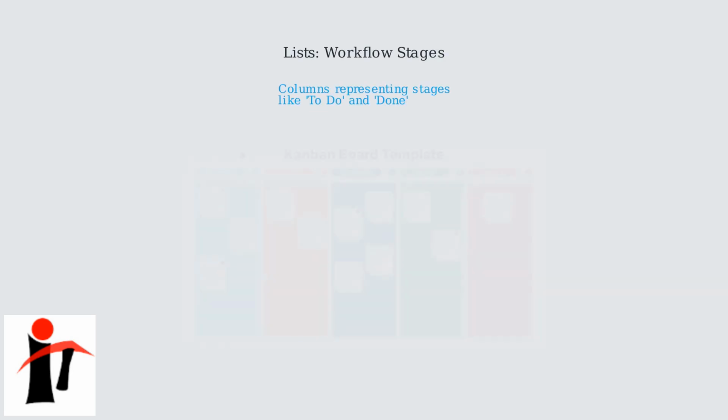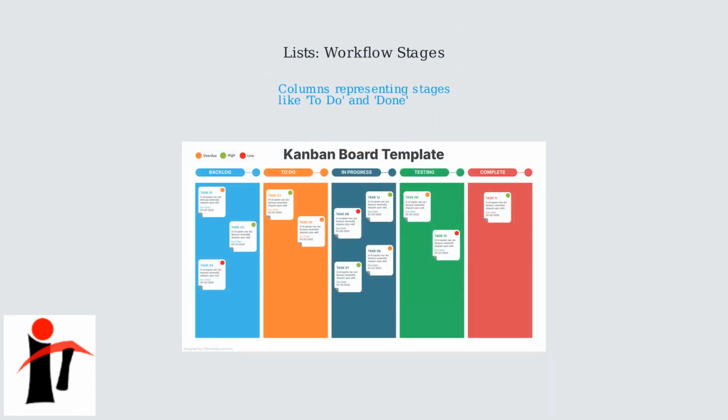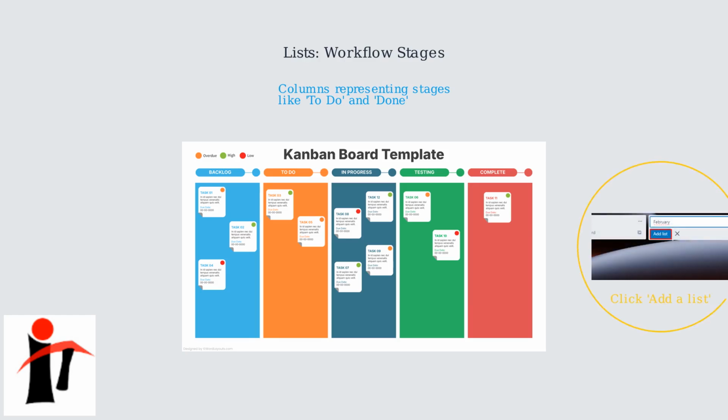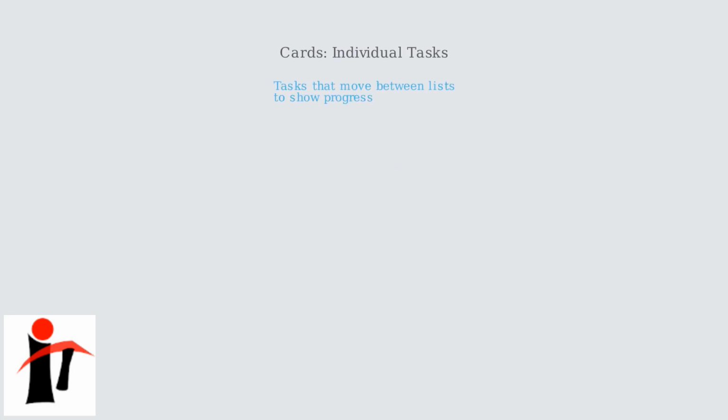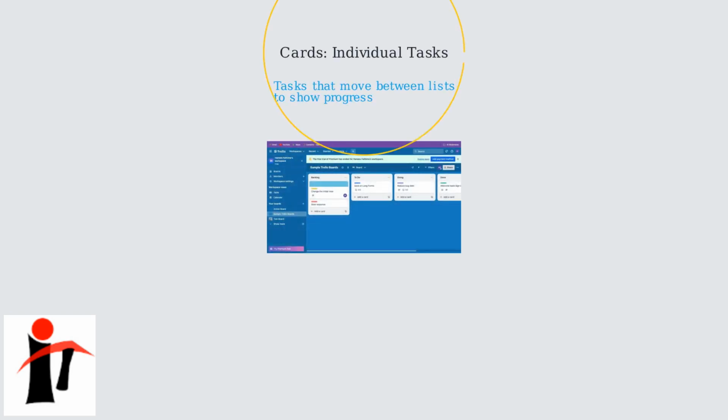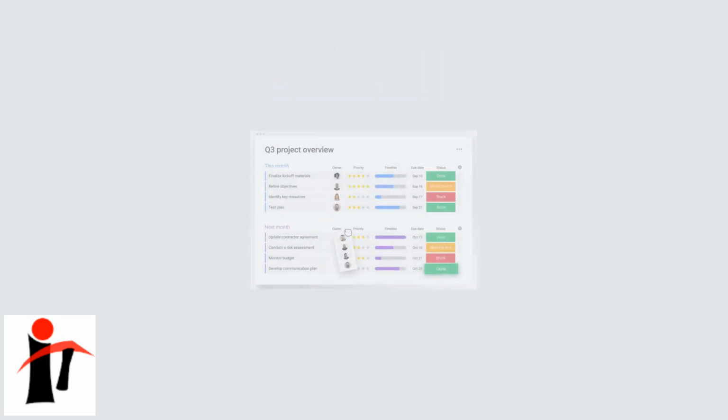Within a board, you create lists, which are columns that represent different stages of your workflow, such as to do, in progress, and done. Cards are individual tasks or items that you create within each list. These cards move across the lists as work progresses, providing a clear visual representation of your project's status. Clicking on a card opens its detailed view, where you can customize and manage task information.